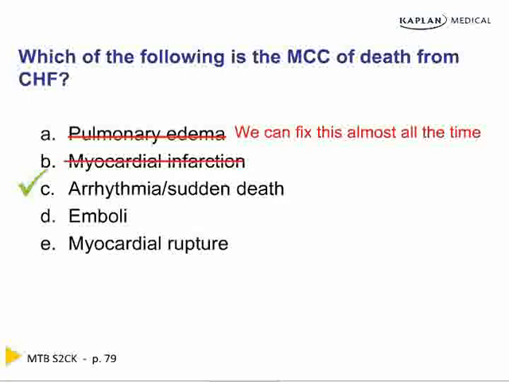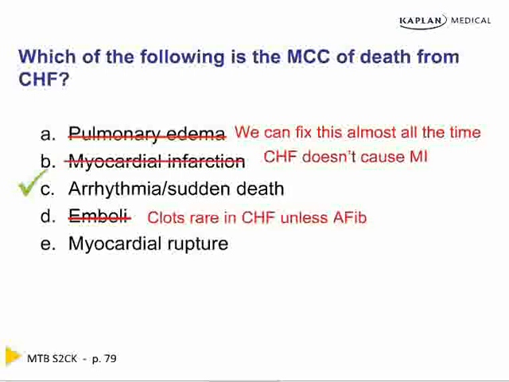Myocardial infarction is just not how you die. We have myocardial infarctions causing congestive failure, but congestive failure causing myocardial infarction is not too common. We have ischemia causing acute pulmonary edema, but pulmonary edema is not too common a cause of ischemia. The CHF doesn't cause the MI. The MI caused the CHF exacerbation. Clots are rare in congestive failure unless there's atrial fibrillation. And myocardial rupture is a complication of acute myocardial infarction, not of CHF.